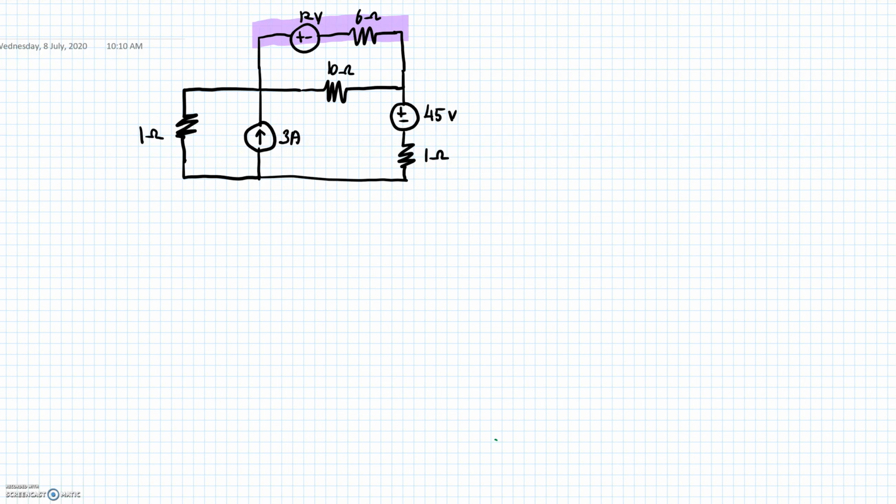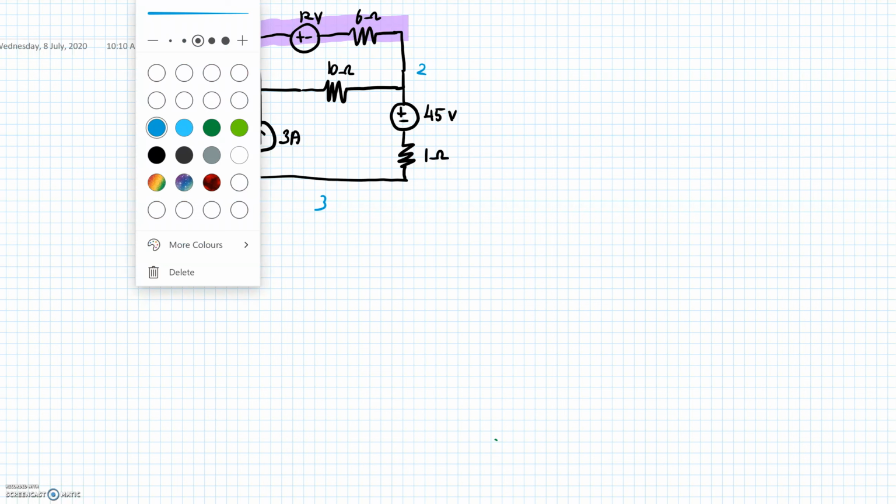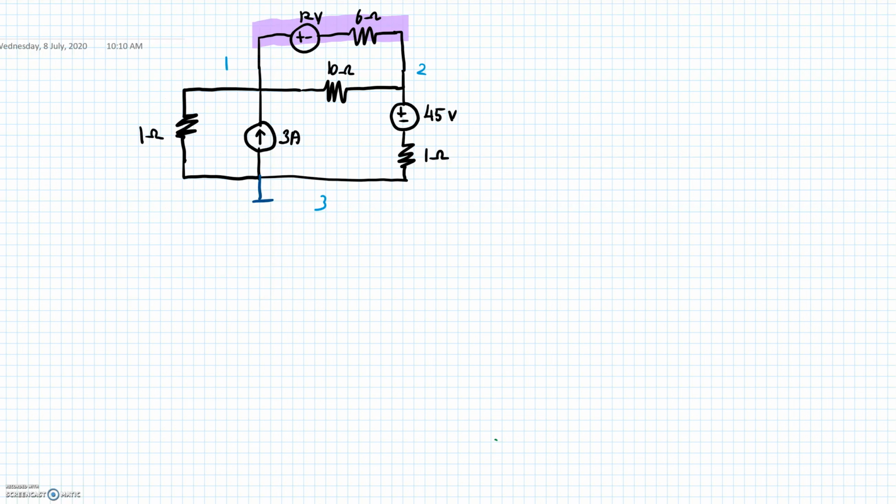So from here, first, these are all the numbers of nodes. How many nodes? There are 1, 2, 3 nodes, and then select one as a ground. So I select ground here. So here is the ground.